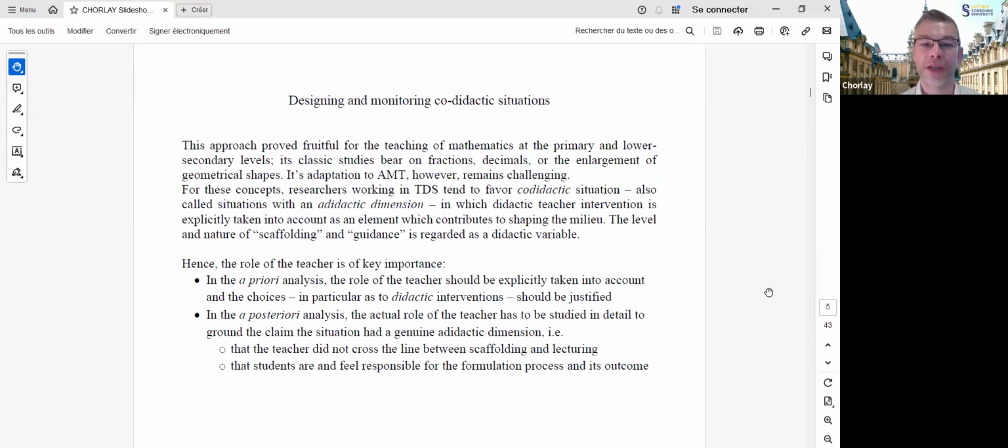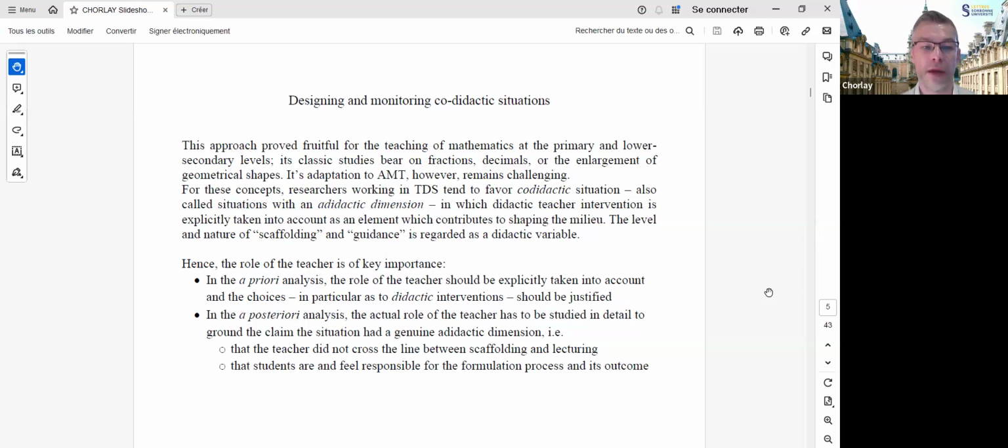So its classic studies, the TDS and didactic engineering, bear on fractions, decimals, the enlargement of 2D shapes, etc. Its adaptation to advanced mathematical teaching, however, remains challenging. So for advanced concepts, researchers working in the theory of didactic situations tend to favor co-didactic situations, also called situations with an adidactic dimension, in which the didactic teacher intervention is explicitly taken into account as an element which contributes to the shaping of the milieu.